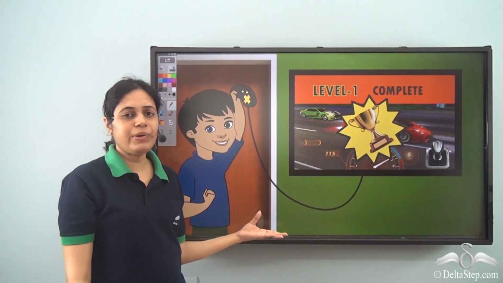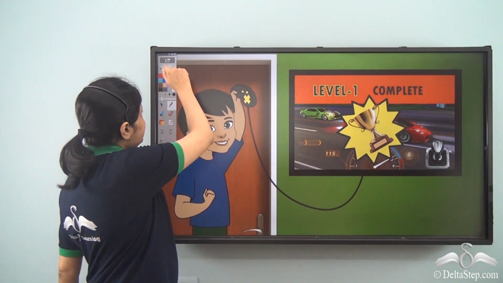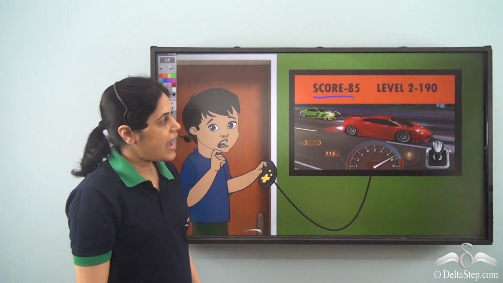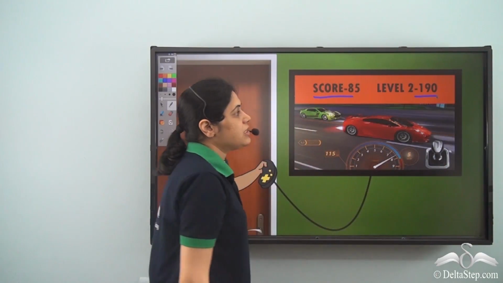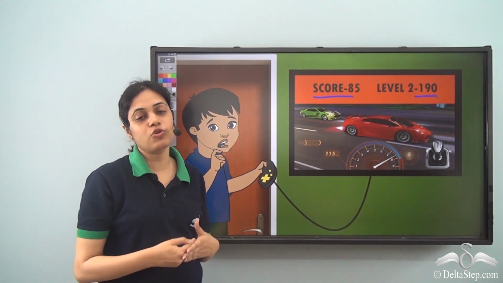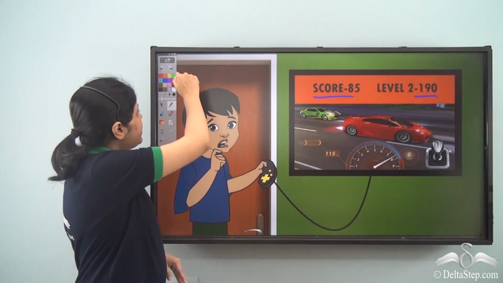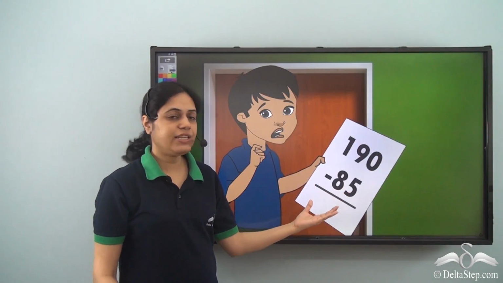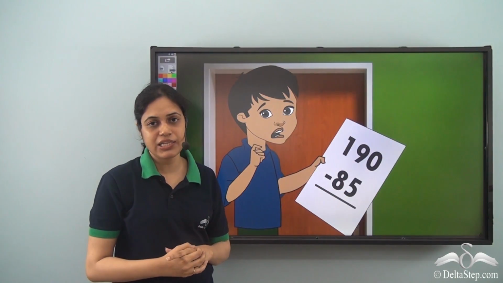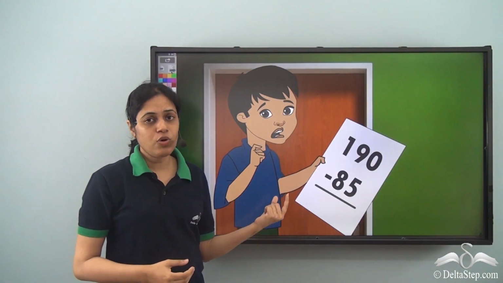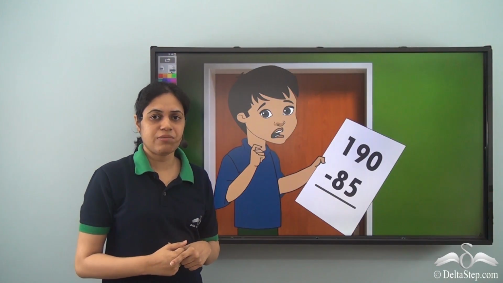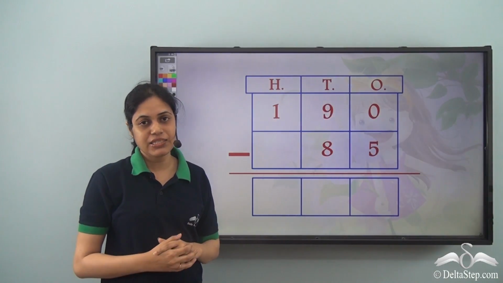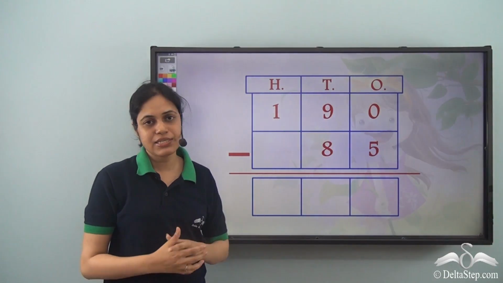Now Rohan has happily crossed level 1 and he is really enjoying the game. He has already scored 85 points and he sees that he needs 190 points to cross level 2. So once again he wants to find how many more points he needs. For that he needs to subtract 85 from 190, but Rohan does not know how to subtract using 3-digit numbers. So let us find out. We need to subtract 85 from 190, that is 190 minus 85.